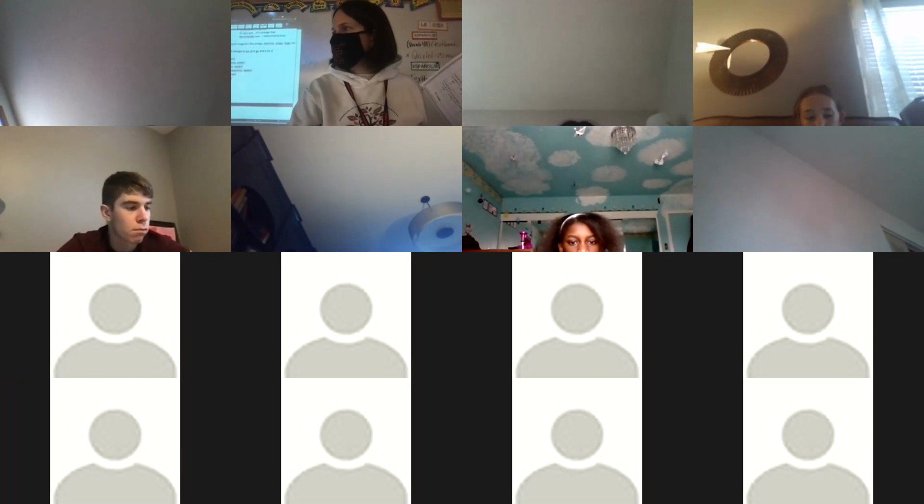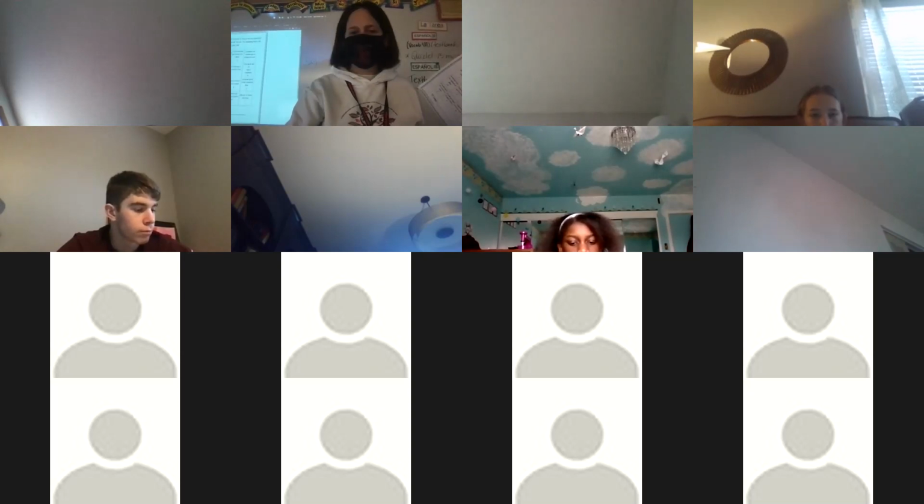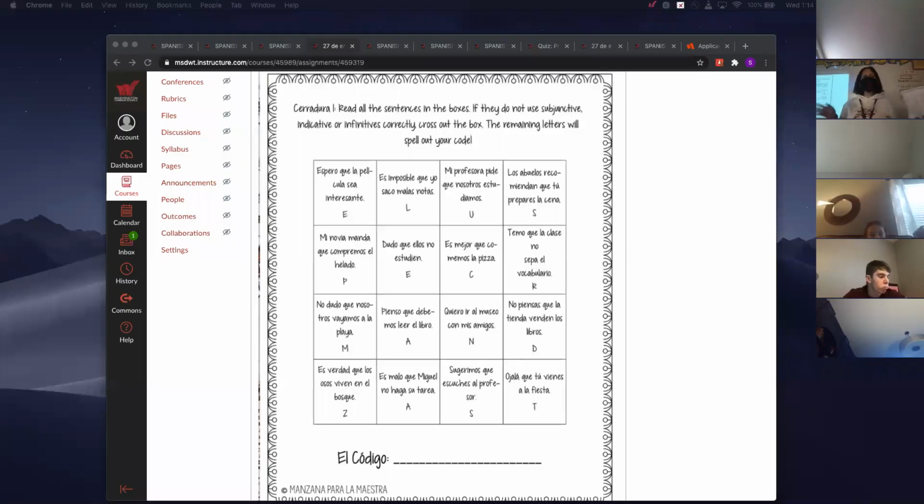Okay, so let me get rid of this. We are looking at this cerradura, and let me screen share for a minute and explain what you are going to do. All right, it's a little activity related to the subjunctive. So you are going to be in a group of 3 to 4 people, okay? A cerradura is a lock, all right? It's a little activity. So to unlock this, you have to find the code.